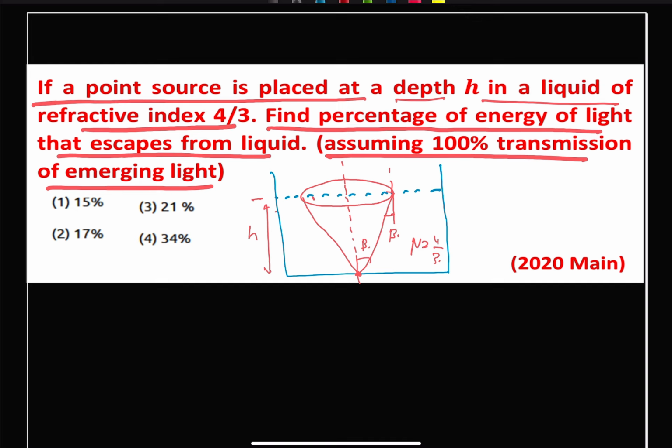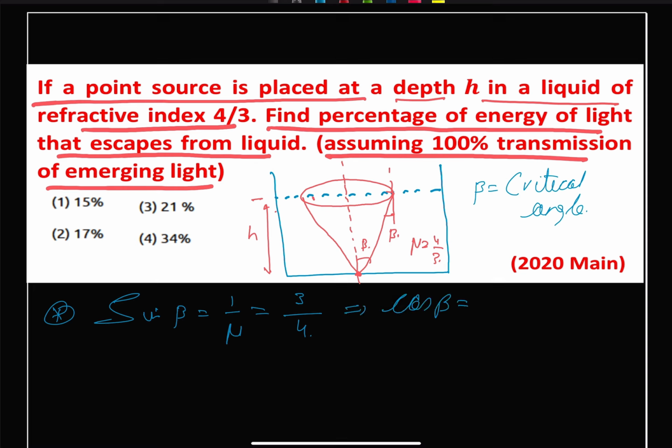Therefore we can say that our beta is equivalent to the critical angle. Therefore we can write that sine of beta will be equal to 1 upon mu. Mu is 4/3, so sine of beta is equal to 3/4, and from here we can find our cos of beta, which will be equal to the square root of 1 minus sine square beta. We substitute the value, and we get cos of beta equal to square root of 7 divided by 4.